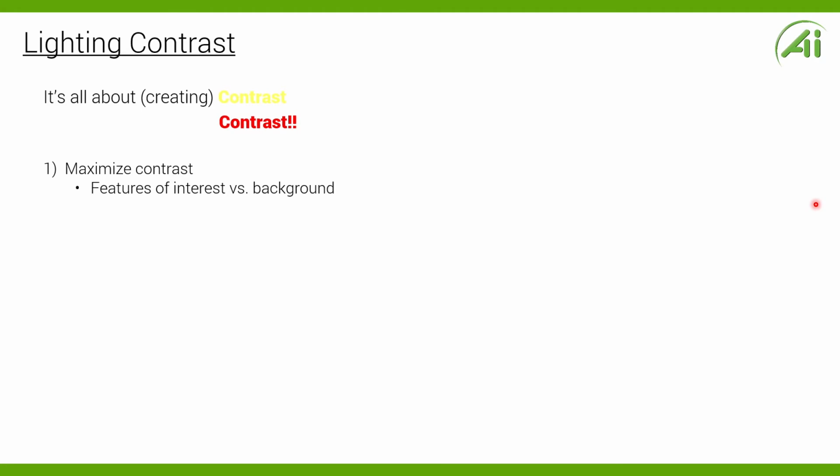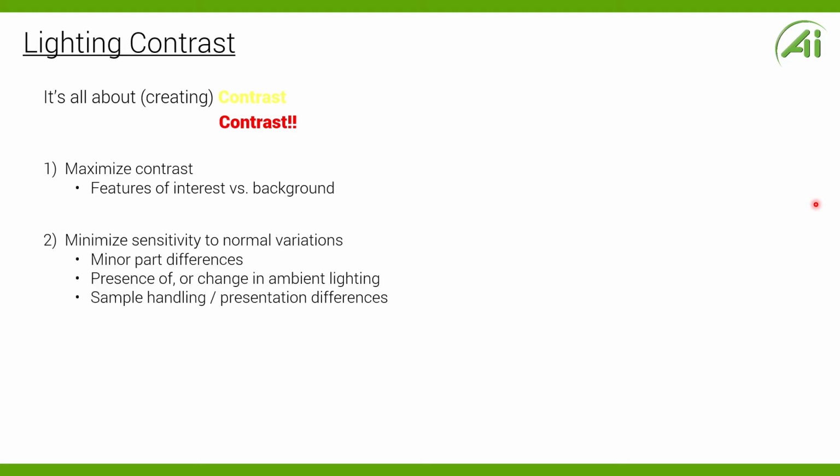So, having emphasized feature appropriate lighting, it really is all about creating contrast. As you can see here, the yellow print against the white background, poor contrast, versus the red against the white background, very good contrast. But there are basically two rules of thumb we want to consider. We obviously want to maximize contrast on the features of interest versus the background. The other rule of thumb is we want to try to minimize the sensitivity to normal variations. This could be minor differences in the parts themselves, presence of or change in the ambient lighting or some other external factor. Sample part handling and presentation differences also can play a major role.